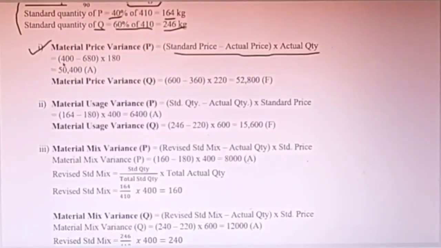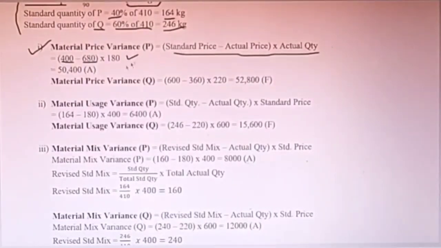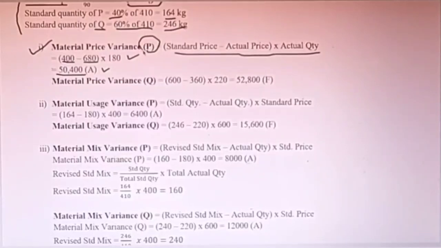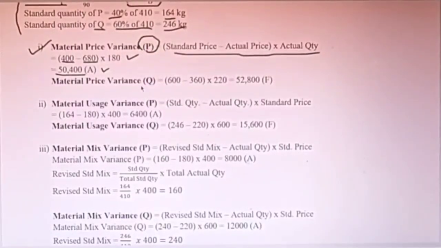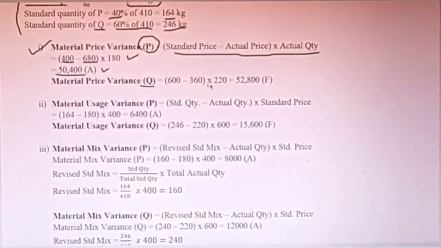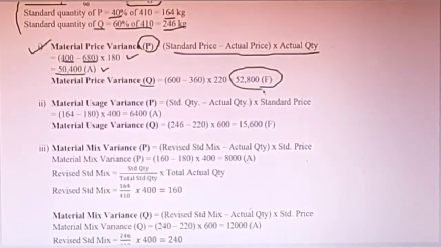Standard price that is given in the question is 400, actual price 680, subtract these two, you get 180, and the answer will be 50,400 adverse, that means negative. This is for commodity P, and for commodity Q again you use the same formula, standard price minus actual price into actual quantity. So here for Q the result is favorable, that's why you should write F here.